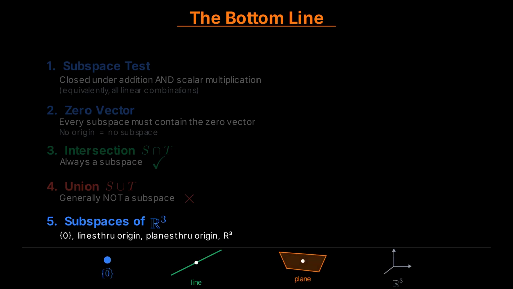These ideas underpin column spaces, null spaces, and the 4 fundamental subspaces of a matrix. Every time you encounter a new subset in linear algebra, the very first thing to check is whether it's a subspace.